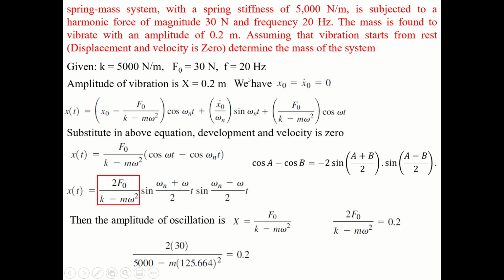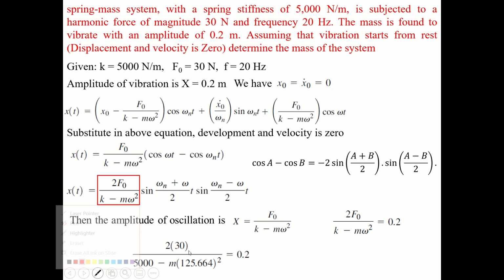It is in hertz, so you have to convert it into omega. How to convert it into omega? Omega is equal to 2 pi f. Write down, omega is equal to 2 pi into f. So 20 into 2 pi becomes 40 pi. The value of 40 pi is 125.66. Now we have 2 into 30, that is f naught. K is 5000 Newton per meter, minus m times omega squared, where omega is 125.66.